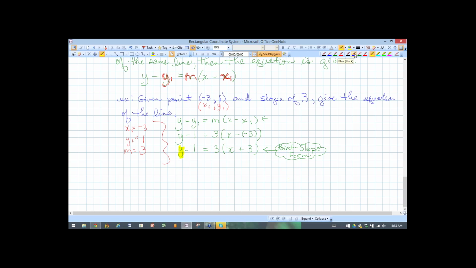So in order to bring that 1 over to the right, I'm going to need to distribute this 3 first, so it'll combine with something, right? So let's do that first. So y minus 1 is equal to, and we'll have 3x plus 9, right?